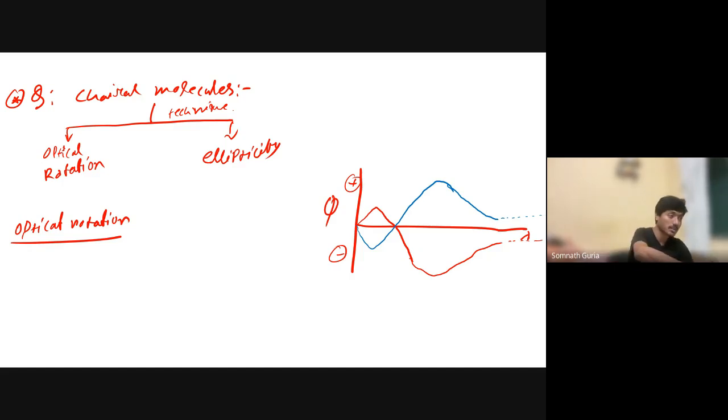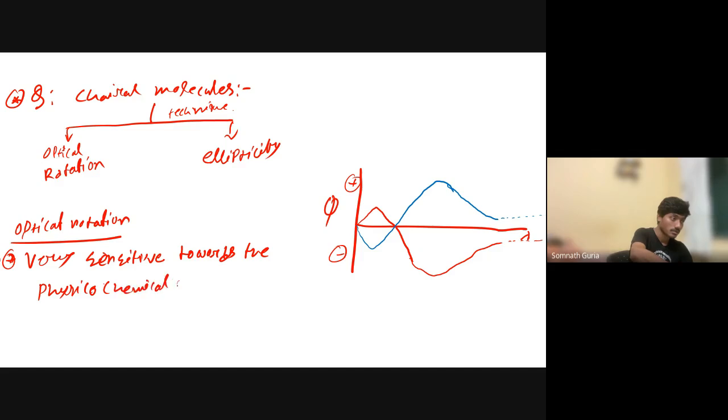So this optical rotation is very sensitive towards the physicochemical condition. The point is that optical rotation is very sensitive towards the physicochemical condition of the molecules or solution.